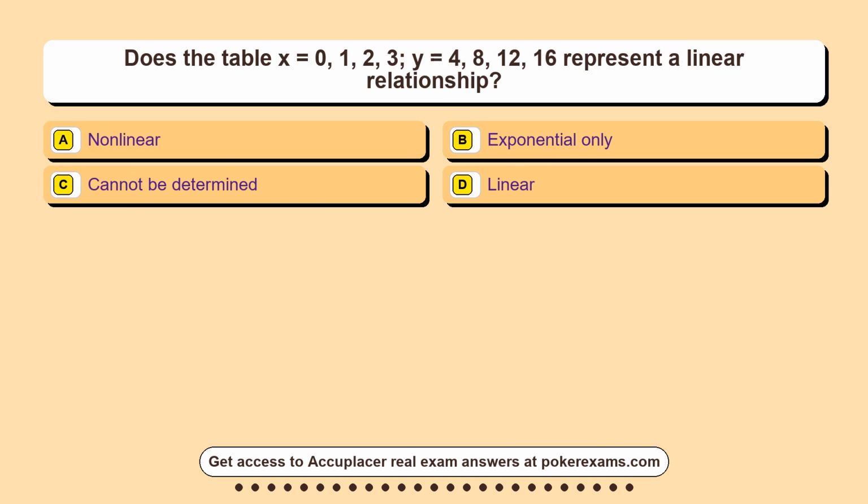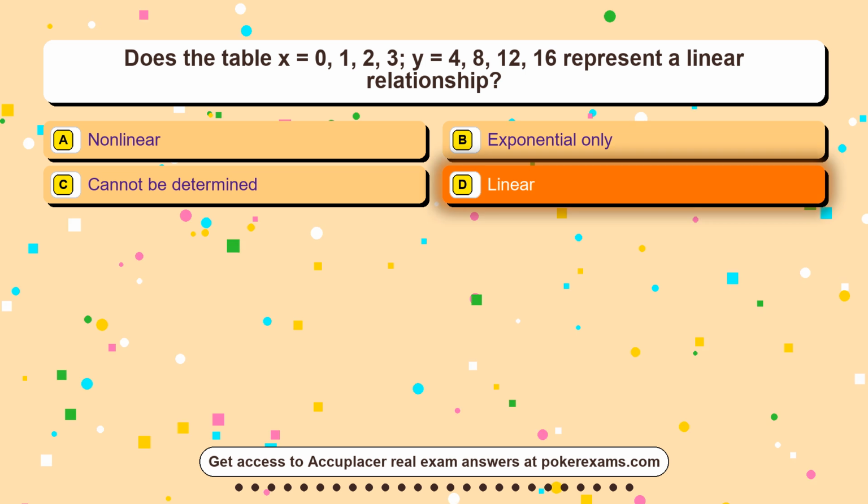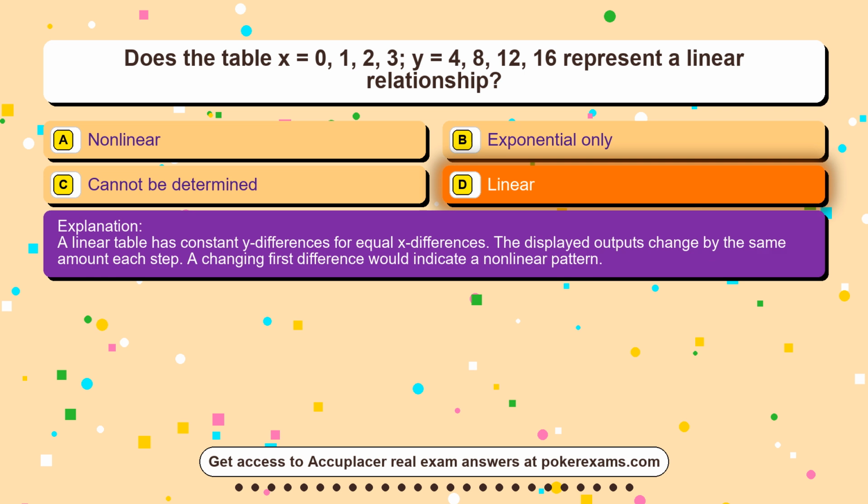Question 21. Does the table x equals 0, 1, 2, 3, y equals 4, 8, 12, 16 represent a linear relationship? Option A, nonlinear. Option B, exponential only. Option C, cannot be determined. Option D, linear. The correct answer is Option D, linear. A linear table has constant y-differences for equal x-differences. The displayed outputs change by the same amount each step. A changing first difference would indicate a nonlinear pattern.